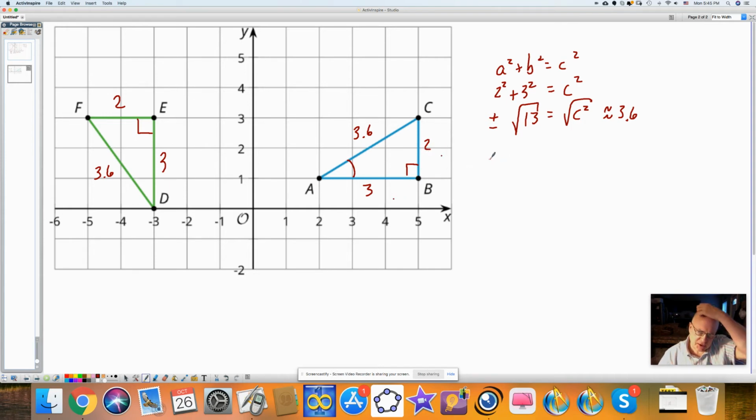That's going to be the tangent. So the tangent of angle A is equal to 2 over 3. We need to find the angle, so we'll use the inverse tangent. The tangent of an angle is equal to a ratio. The inverse tangent of a ratio is equal to the angle. So that's equal to the measure of angle A, which I think is 34.